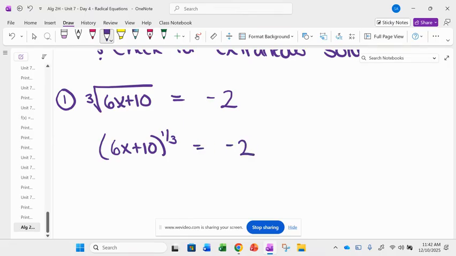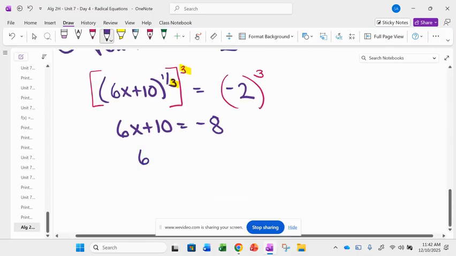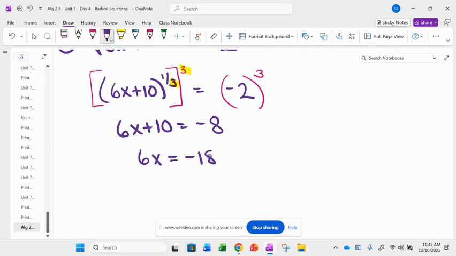So now I have to think. I'm going to raise a power to a power. What would I need to raise the 1/3 to get it to be 1? Stephen? To 3. We have to raise it to the power of 3 on both sides. So when we raise it to a power of 3, the 3's cancel. So now I'm left with 6x plus 10 is equal to -2 times -2 times -2, which is -8. We then solve for x, and we're going to get 6x is equal to -18, so x will equal -3.